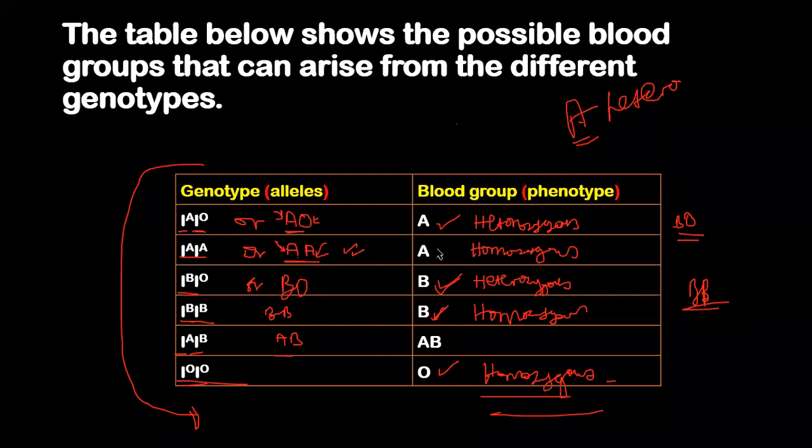Any queries before I give you work? Master, this AB doesn't have a phenotype name. Yeah, it remains AB. That is its phenotype. It remains blood group AB.